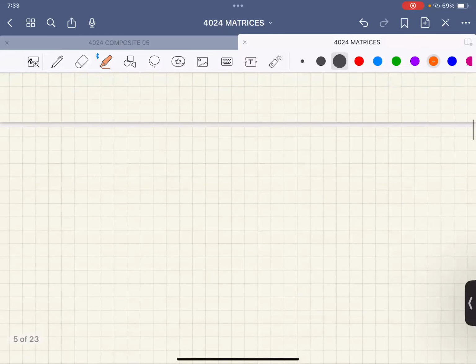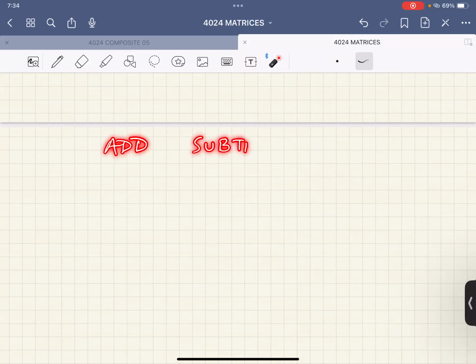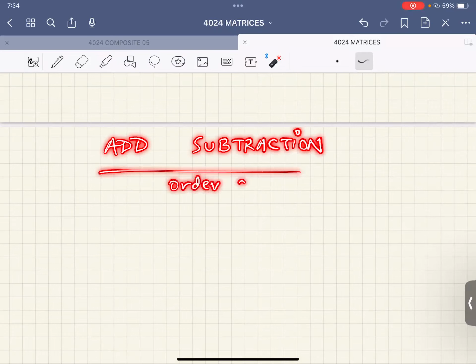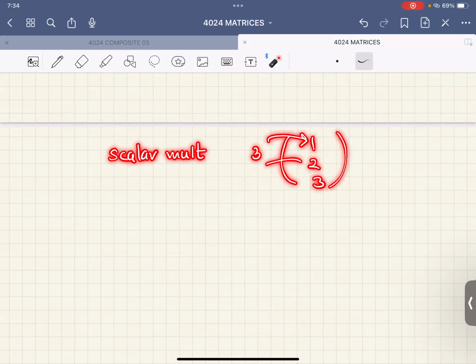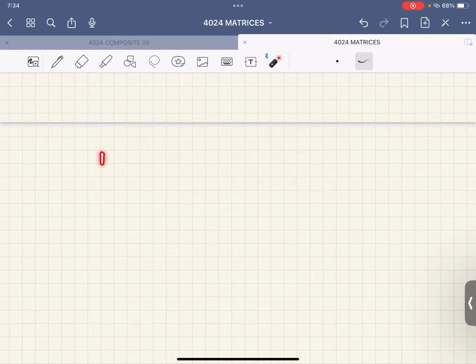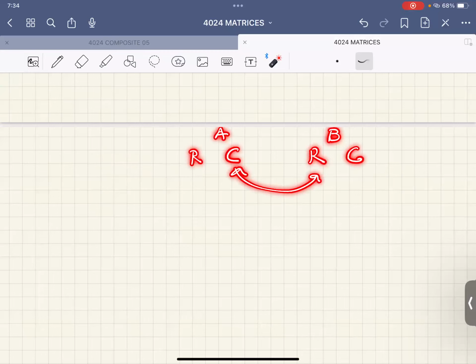So now we have understood addition. We have understood subtraction. For addition and subtraction, the order has to be the same. When we talk about scalar multiplication, that is a constant multiplying with a vector, it multiplies with each member. When we talk about multiplication of matrices, we know that row, column, matrix A, matrix B, these two should be the same. And that's how the answer will look like.